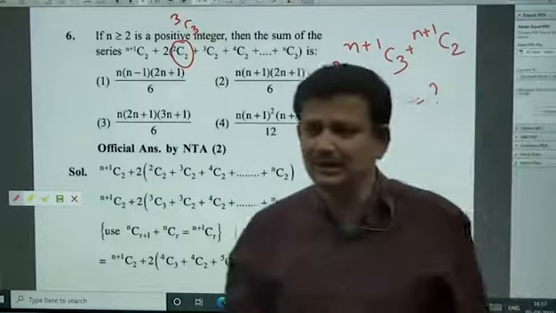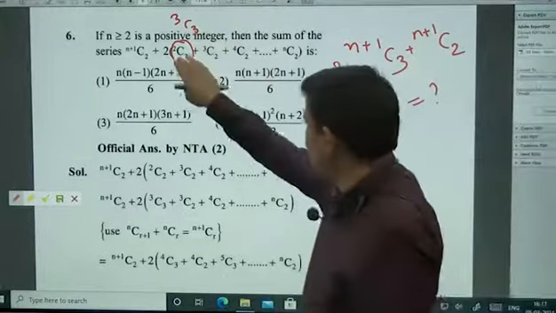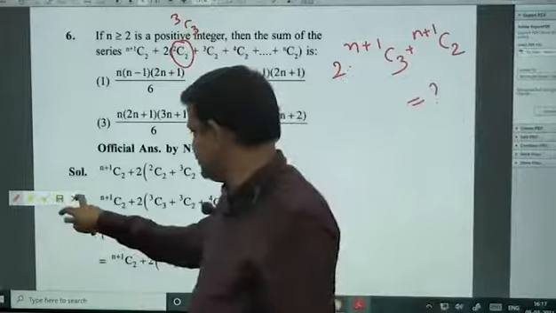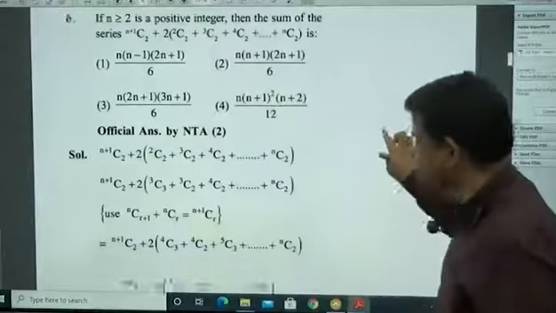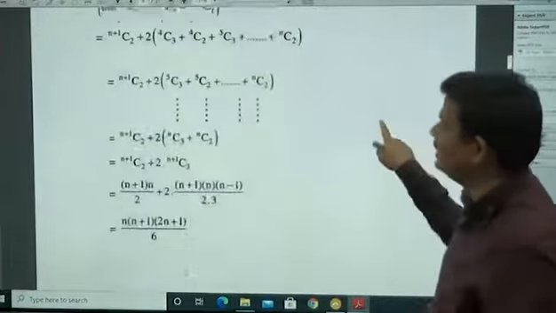He is asking, simplify and get the answer. Okay? Nothing much in this question. Only thing is, this is a standard series. You need to know how to simplify it. That's it. Anybody will do the same thing. NCR plus NCR plus 1 is n plus 1 CR plus 1.